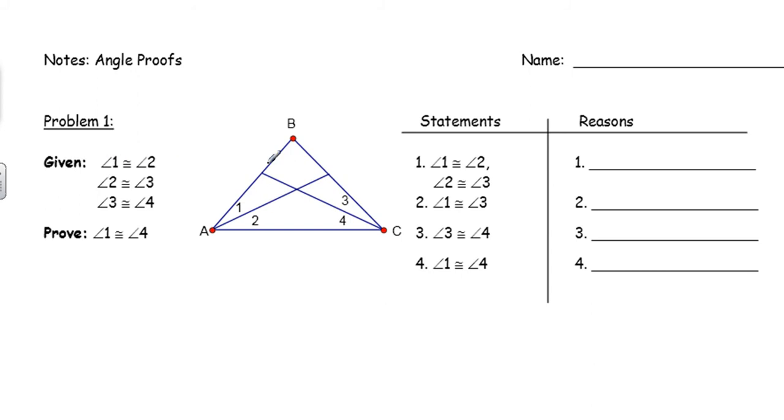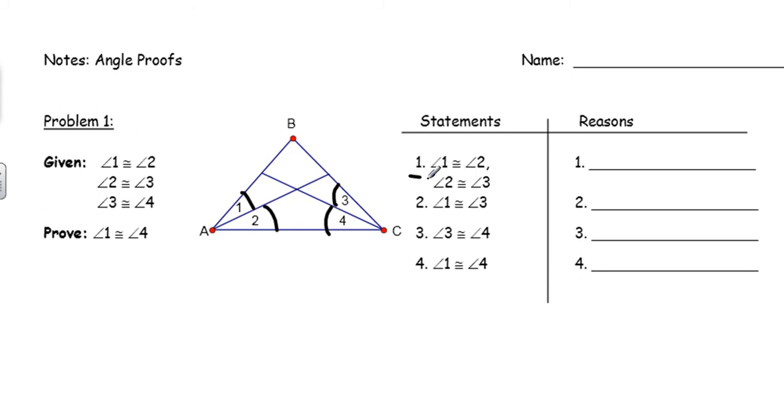Given angle 1 is congruent to angle 2, angle 2 is congruent to angle 3, so I can still use one arc here. Angle 3 is congruent to angle 4, I can still use one arc because they're all congruent to each other. We want to prove that angle 1 is congruent to angle 4. Well, just looking at the picture, we can pretty much tell that it is, but the way that geometry works is nothing can be established until it has been officially proven. So you have to do that by justifying everything that you do.